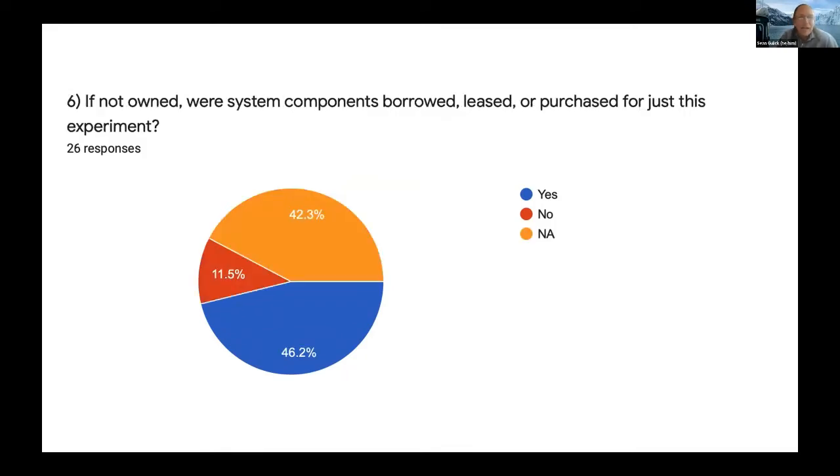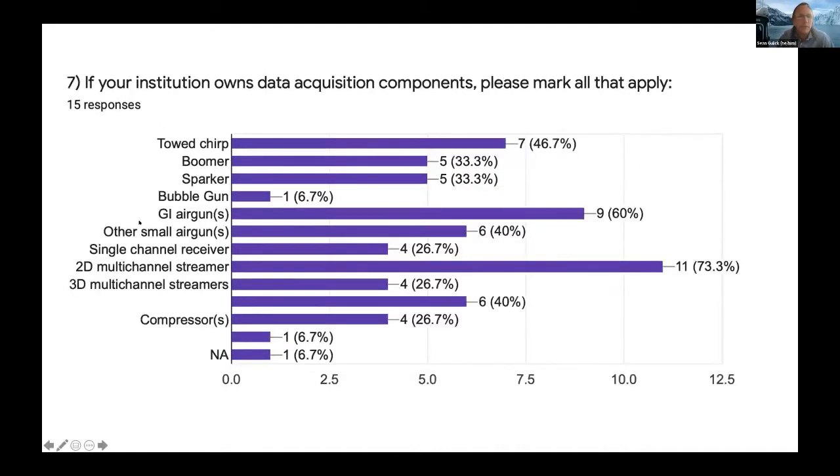And if not owned, how did you get them? This was pretty interesting. We see people were leasing, borrowing, purchasing, and so on, right? And I think some dialogue here would be worth having as to how people find ways to access, and whether that can be improved with a center or some other method. Okay, so that's it for those. Oh, no, it's not. Okay, there we go.